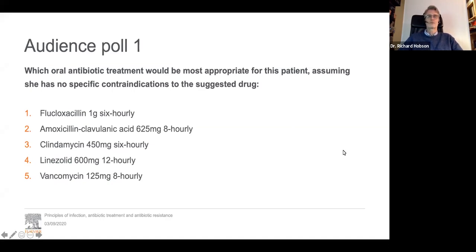I'd be grateful if you'd all answer that. Of course, it's beautifully anonymous. I think I'll answer it myself as well. Oh no, it says host and panelists can't vote. Shame. I expect most people have voted now. I don't know how the audience response appears.